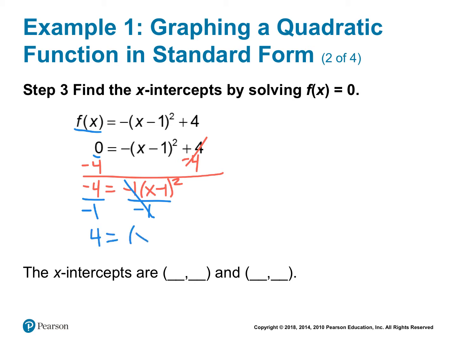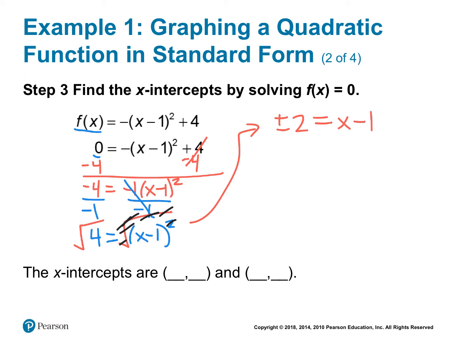And we still have x minus 1 squared in parentheses. So to undo that squared, we're going to have to take the square root. So that gives us positive or negative 2 equals, now these symbols cancel each other out. So I just have the x minus 1 left. You don't need the parentheses anymore. So now to write this, I have either 2 equals x minus 1, and I have negative 2 equals x minus 1.